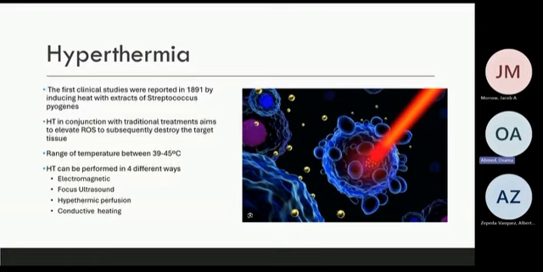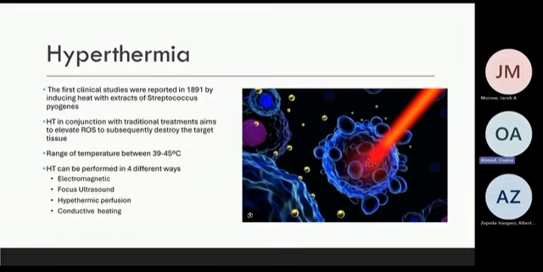Hyperthermia can be applied using four distinct methods. Number one, electromagnetic waves, such as radio frequency and microwaves, to penetrate and heat tissues. Number two, focused ultrasound, which delivers precise energy to target regions. Number three, hyperthermic perfusion, used for internal organs by circulating heating fluids. And the last, conductive heating, where heat is transferred through direct contact. Each method is chosen based on the treatment area and the specific clinical requirement, ensuring precision and minimizing damage to surrounding healthy tissues.